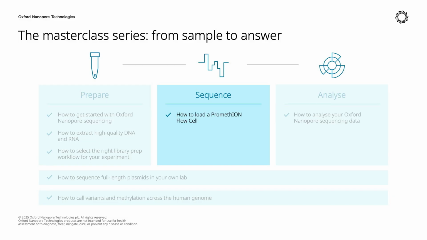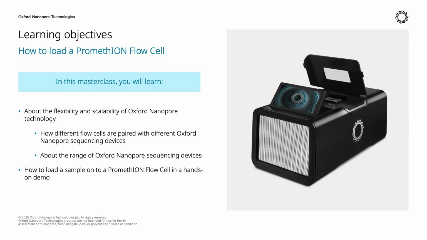Within this masterclass, we will also briefly touch upon the flexibility and scalability of Oxford Nanopore Technologies, as well as present different flow cells and devices that they can be paired with, and the range of different devices that are available from Oxford Nanopore. Then, we will demonstrate the flow cell loading, as well as do a follow me along session with the demo packs delivered for this conference.